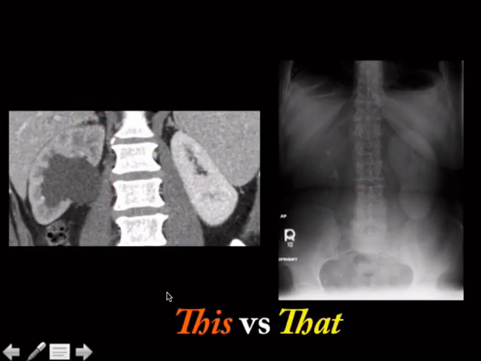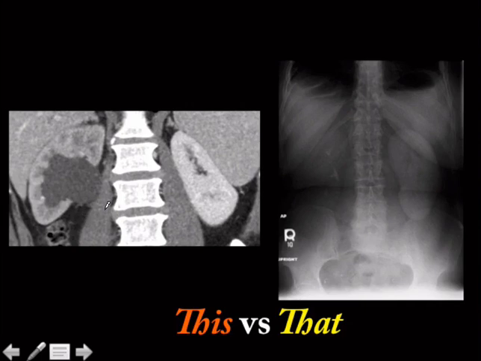Okay, so we're going to compare and contrast these things. So notice that this kidney here is in the nephrogram phase, whereas this kidney here is in the corticomedullary phase. And the more obvious thing to notice is that he's got pelviectasis and some caliectasis.